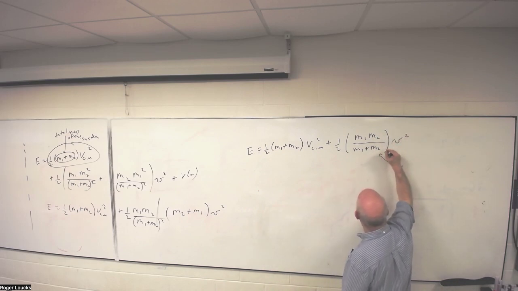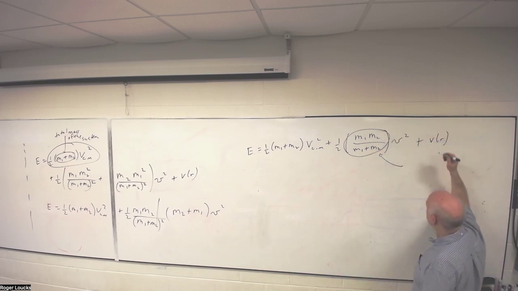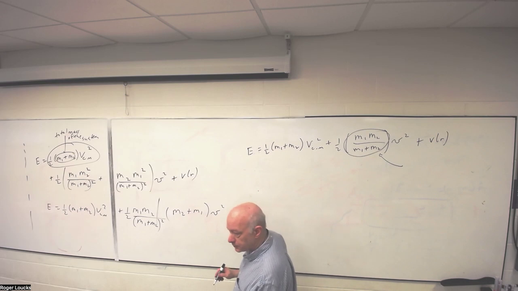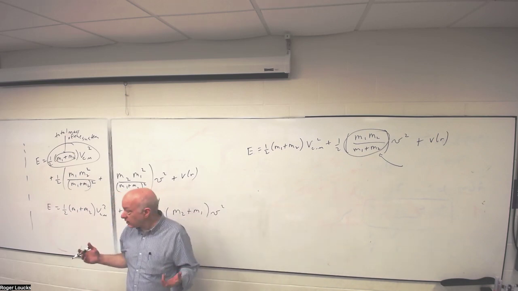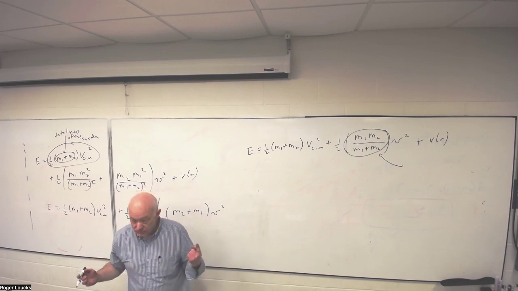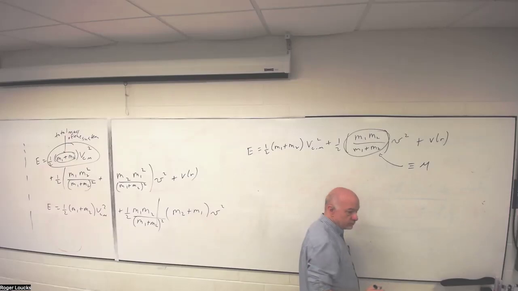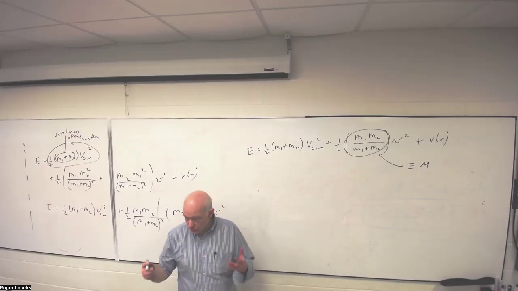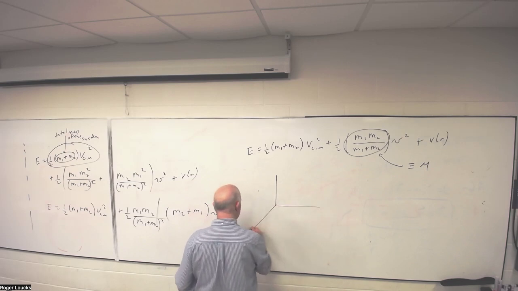Okay. What does this look like? Forgetting the potential energy, what does that look like? That's the definition of mu. It looks like it has the units of just one mass, but this is formally defined to be the reduced mass. So what have we done with this problem here? We've taken this problem this way.